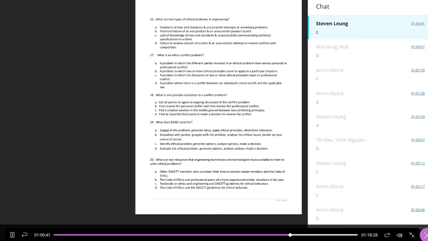19, what does EGAD stand for? And Stephen's even beaten me to the punch before I could say it. He's answered the question. It's C. What are two resources that engineering technicians and technologists have available to them to solve ethical problems? And Wei Hong is correct again. It's B, the code of ethics and professional peers who've experienced similar problems previously.